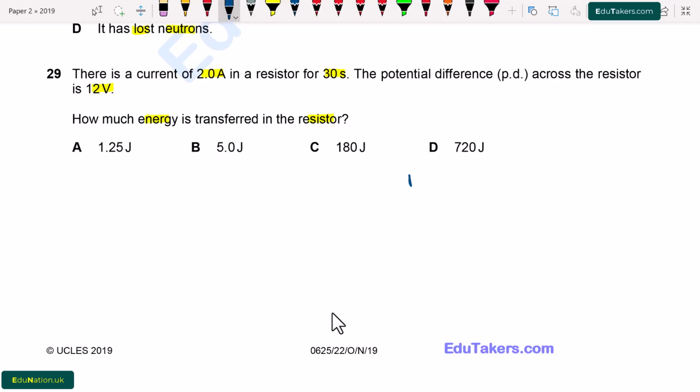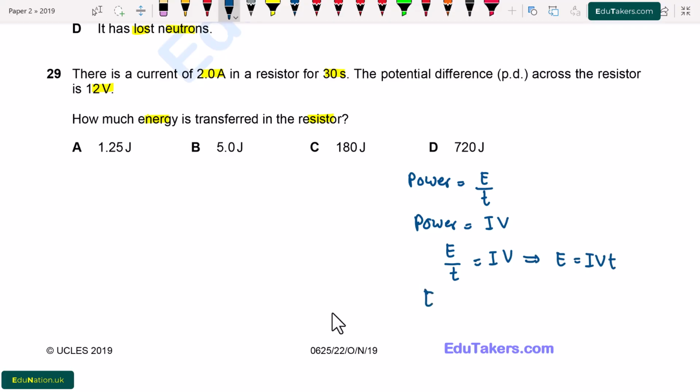We know that power is equal to energy over time, that is the rate of transfer of energy. Also power is equal to the product of the current and potential difference. Now we have to compare both of these formulas. E over T will be equal to I and V. From here E is equal to I, V and T.